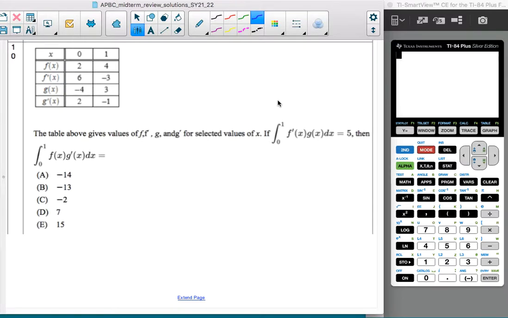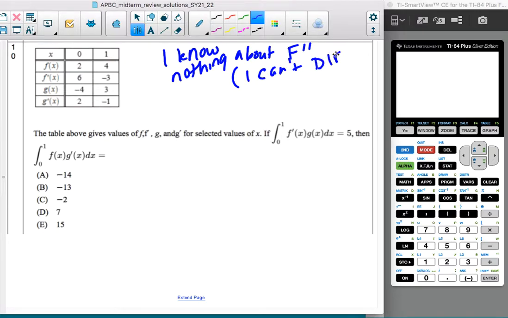And this is a context clue thing, because you can't use LIATE because you don't know what kind of functions these are. You don't know if they're natural logs or e to the x or anything. There's no LIATE. This is all about context clues. I know nothing about f double prime. What that means is I can't differentiate f prime. If I try, I'm going to be dead in the water. I don't know anything about f double prime. It's not mentioned at all. So this has to be the thing I'm integrating. This has to be dv, so I integrate.